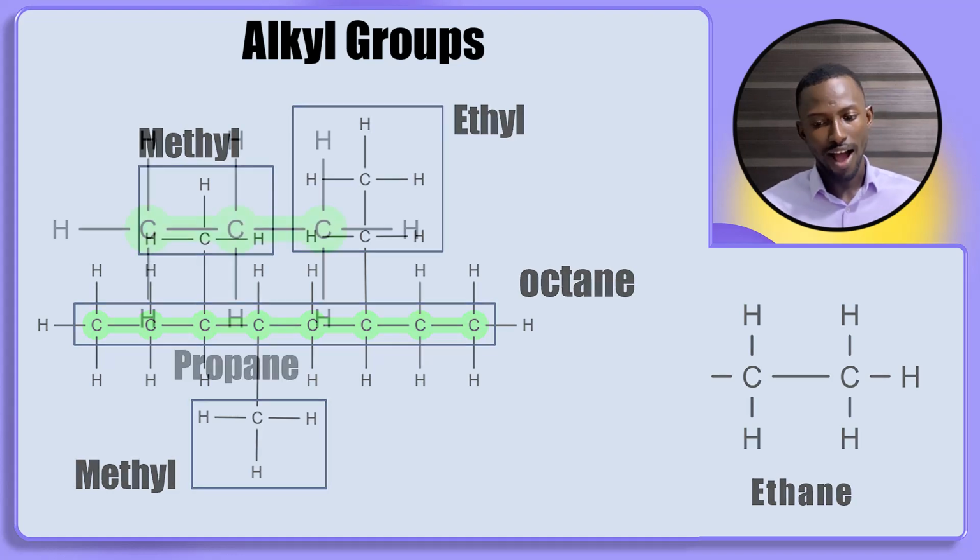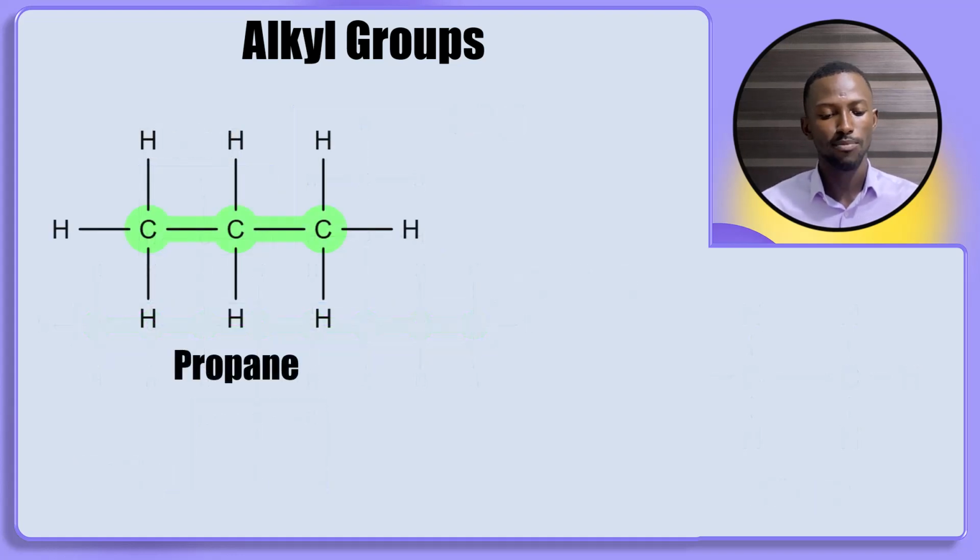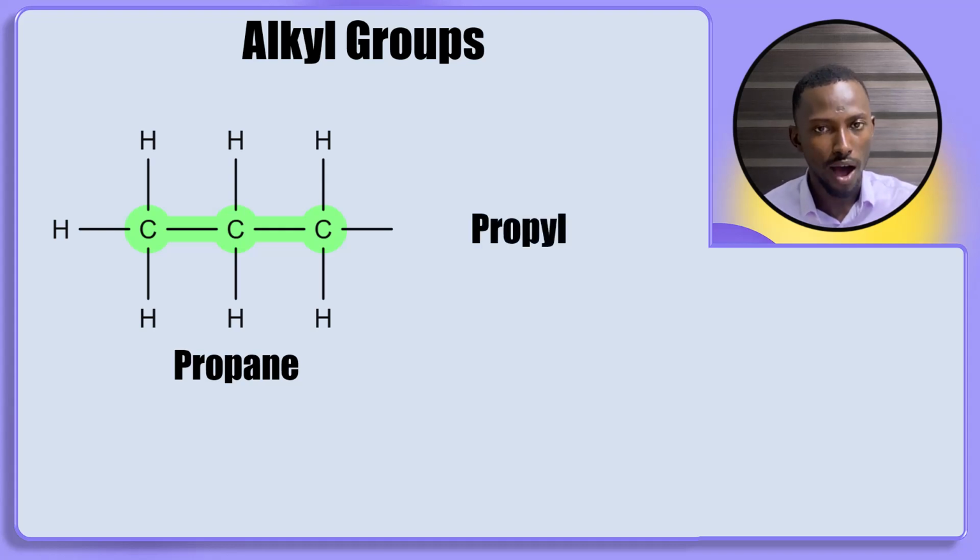There are other alkyl groups you should be familiar with, like propane. So propane is an alkane. But suppose one of its hydrogens is lost, there's no more a propane. It has now become an alkyl group called propyl. So you see the trend? So that means we can have hexyl, pentyl, butyl.